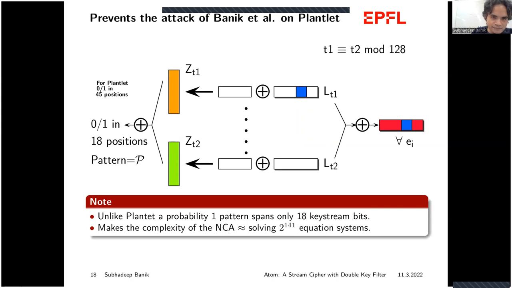Now the KD filter basically prevents a near collision attack like the one proposed against Plantlet. In Plantlet, for a single bit difference in the LFSR, we had seen that the resultant keystream difference had 0 or 1 in 45 positions with probability 1. In Atom, this figure is only 18. This means that the attacker will have to spend more computational resources to ascertain whether a given keystream difference has emanated from a particular single bit LFSR difference or not. And this pushes the total complexity of the near collision attack to that required to solve 2 to the power 141 equation systems, which is, of course, much larger than exhaustive search.